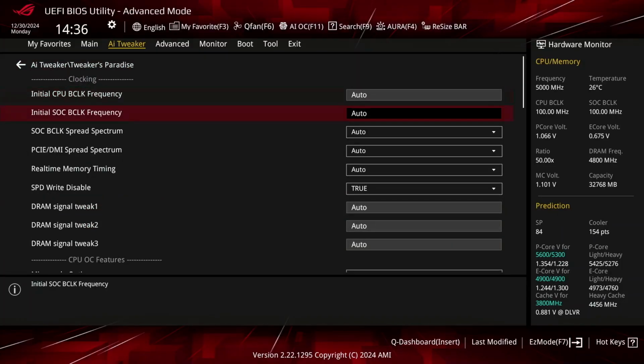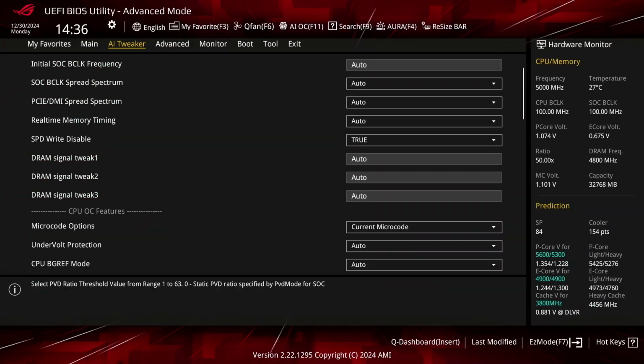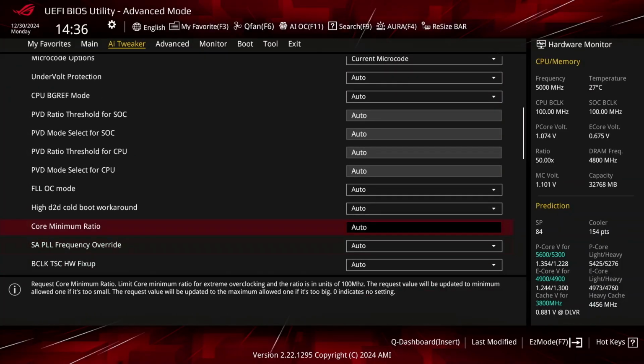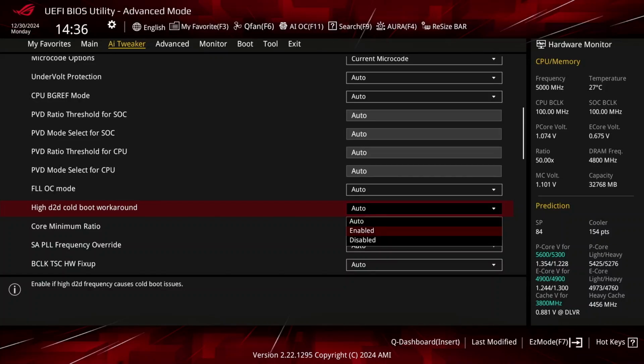I don't suggest increasing the VNN AON voltage above 1 volt because, one, it doesn't really add that much overclocking headroom, and two, the system can get a little bit finicky when you use high D2D frequency with a high VNN AON voltage. Fortunately, Asus has included an option called High D2D Cold Boot Workaround in the BIOS that can help alleviate some of the booting issues with increased VNN AON voltages.